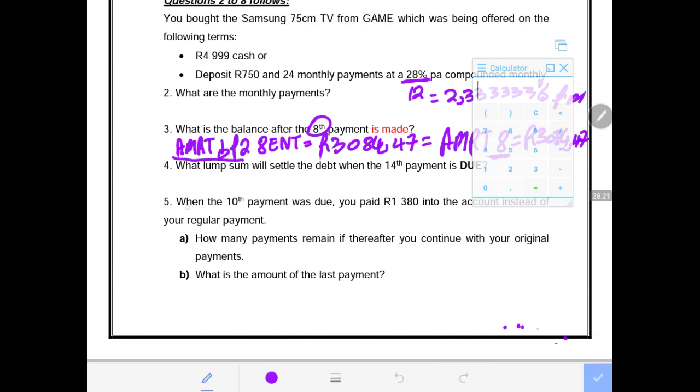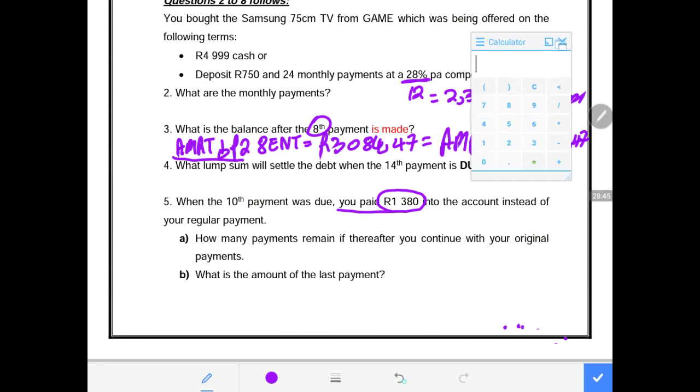Then under number 5, when the 10th payment was due, meaning before the 10th payment was made, you paid 1,380, meaning the 10th payment was 1,380 into the account instead of the regular payments. Remember, our regular payments are 233 rand 22 cents. This is what we are paying regularly.